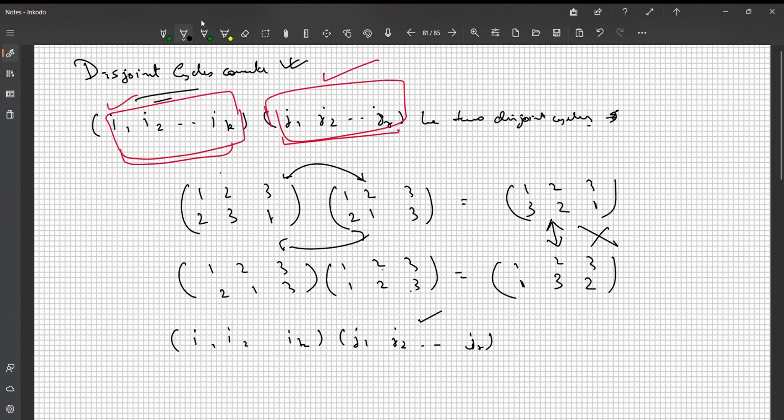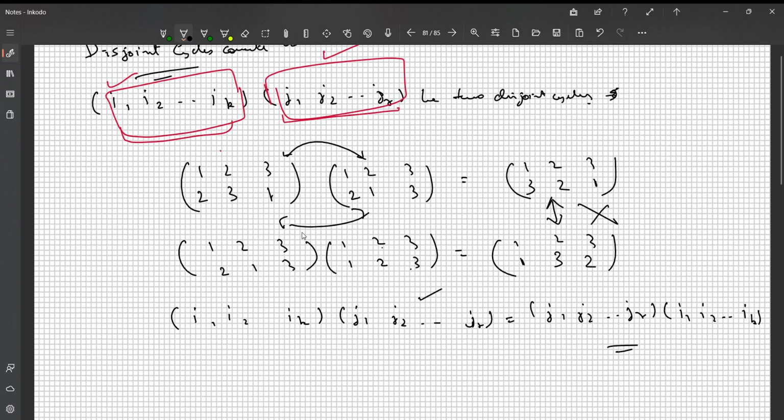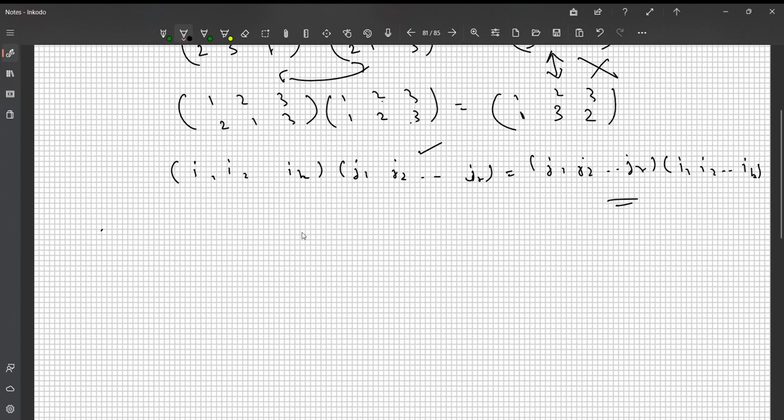Because if you multiply two disjoint cycles, I1, I2 till Ik, and J1, J2 till Jr, then we do not have to notice anything about the images on the right cycle of what happens to them on the left cycle, because they will obviously have no element in common. Clear? So multiplying them from the left or right doesn't make a difference. So this must be same as J1, J2 till Jr, and here you have I1, I2 till Ik. So disjoint cycles commute. Clear?